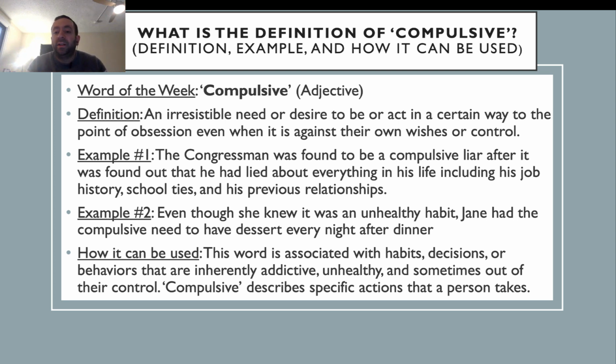Maybe there's some truths that they tell, but a lot of the things that this congressman said could be construed as a lie in terms of the major events of his life. Job history, then school ties, previous relationships. So that's example one. So compulsively means doing it over and over again without being able to control it, or doing it because you feel you have no other option. But yeah, I'm not saying that person. It remains to be seen if it can be done on purpose. Sometimes it is in terms of compulsive lying.